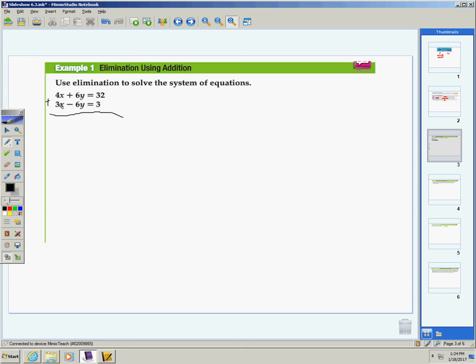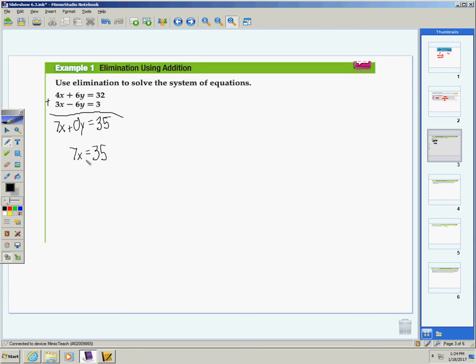4x plus 3x is 7x. Positive 6y minus 6y gives me 0y, which you don't even need to write. You just know it's going to be 0y. But if it makes you more comfortable, you can write 0y there to start. And then 32 plus 3 is 35. And notice, when I simplify this, because 0y is just 0, I get 7x equals 35.